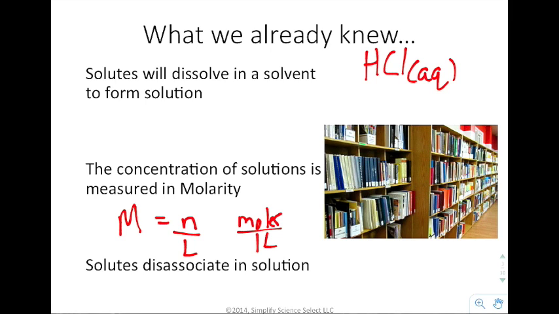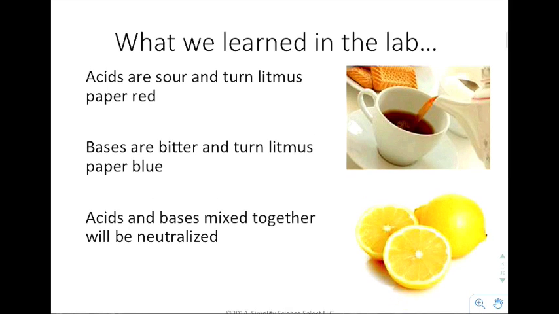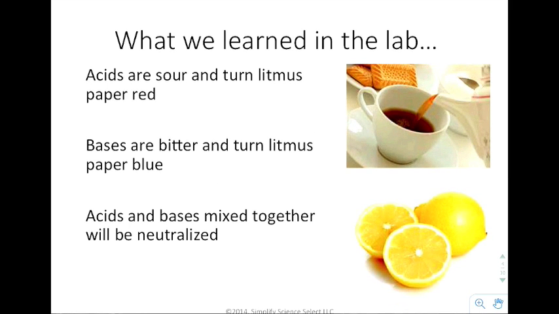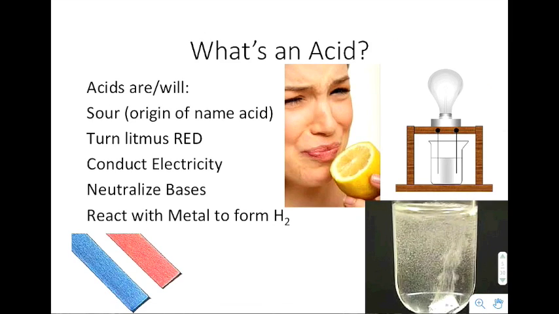And we also know that solutes dissociate in solutions. Remember, sodium chloride actually becomes Na+ and Cl- in a solution. Next, we know from the lab that acids are sour and turn litmus paper red. Bases are bitter and turn litmus paper blue, and that acids and bases can mix together in what's called a neutralization reaction.